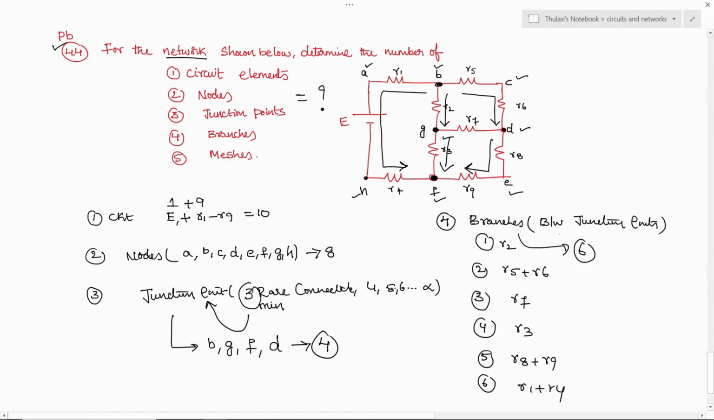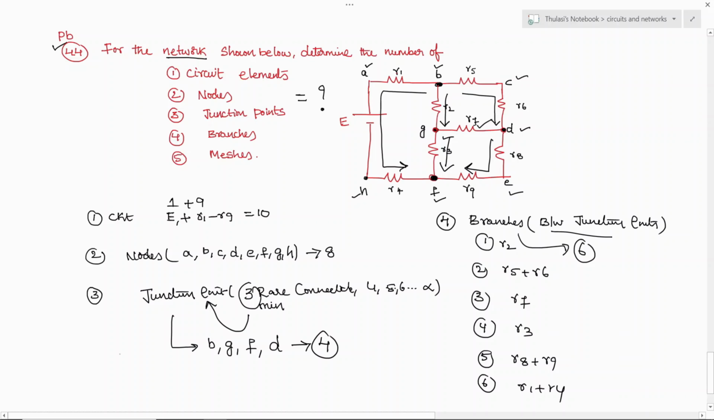A branch is nothing but what lies between the junction points. R2 is one branch, R5 plus R6 is another branch, R7 is another branch, R3 is another branch, R8 plus R9 is another branch, and R1 plus R4 is another branch. Like this you have 6 branches.